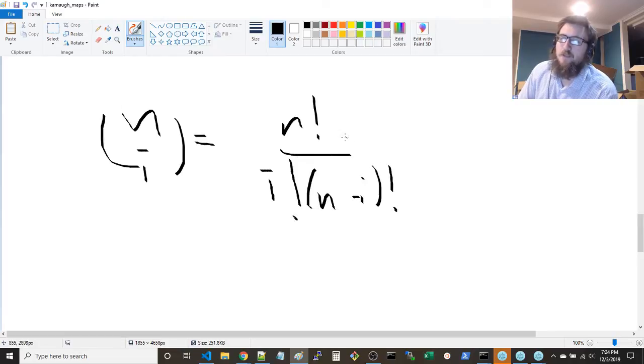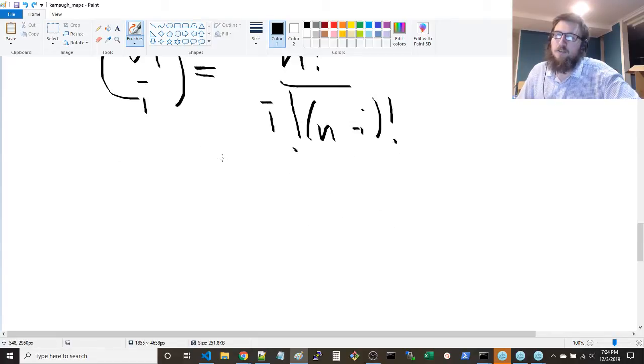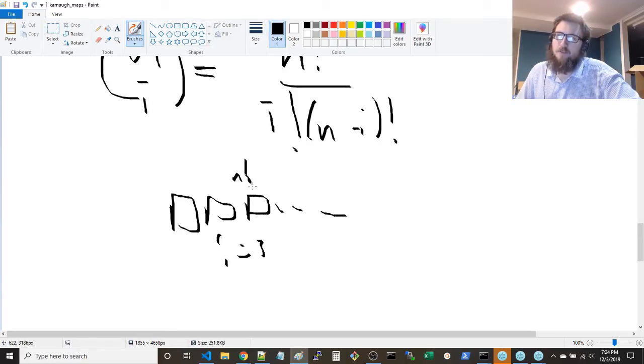The n factorial is all the permutations, but then you only want permutations of the i elements. So you divide by the n minus i portion, in other words, you only want to select the first three boxes, let's say. If i is 3, then normally you'd have n factorial for all the permutations, and then you divide by this n minus i factorial to lop off the rest.